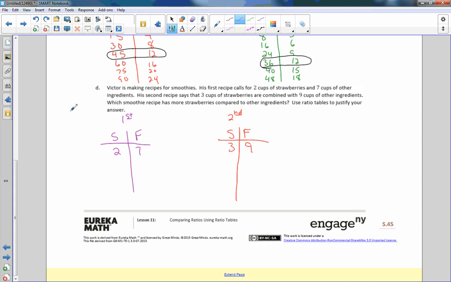Which smoothie recipe has more strawberries compared to other ingredients? So then I'm going to do what I did last example, multiply or repeated addition: 2, 4, 6, 8, 10, 12, and 7, 14, 21, 28, 35, and 7 times 6 is 42. And 3 times 2 is 6, 3 times 3 is 9, 3 times 4 is 12, 3 times 5 is 15, and 3 times 6 is 18. 9 times 2, 18, 9 times 3 is 27, 9 times 4 is 36, 9 times 5 is 45, 9 times 6 is 54.